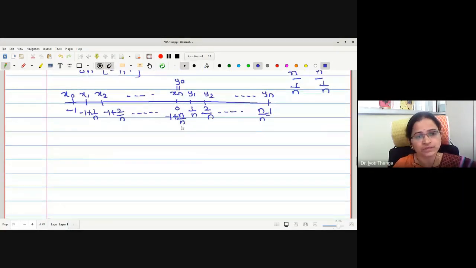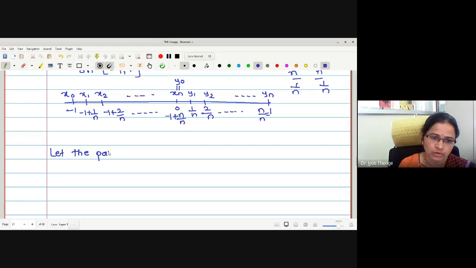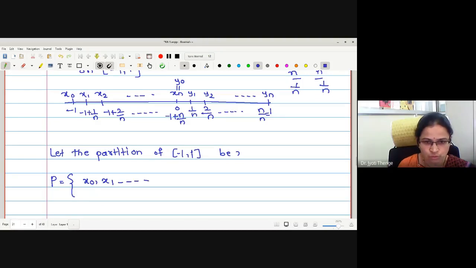Therefore, did you understand the partition of this interval -1 to 1? Yes, ma'am. Therefore, let us write the partition. Let the partition of -1 to 1 be, what kind of partition are we following? Capital P is equal to, first point is x0, x1 to xn, but xn is 0, which is nothing but y0, and later we have continued y1, y2, till yn.